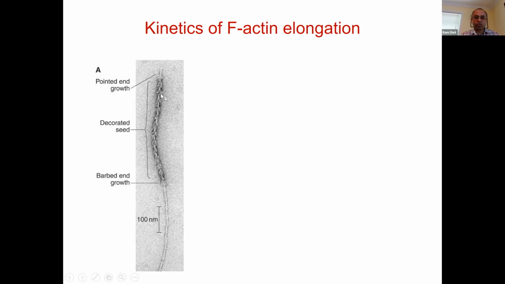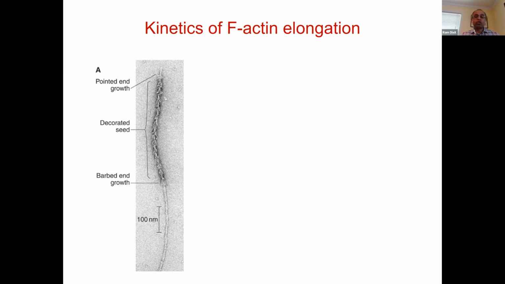So you can see now that's the pointed end because all those arrowheads are facing upwards, and the bottom is the barbed end. They took that decorated seed, where now you can visualize the polarity of that seed under electron microscopy. This is negative stain EM. And then they added additional G-actin subunits, right? So let that polymer grow. They let it grow for some period of time, and they took some of that from the test tube and visualized them using electron microscopy.